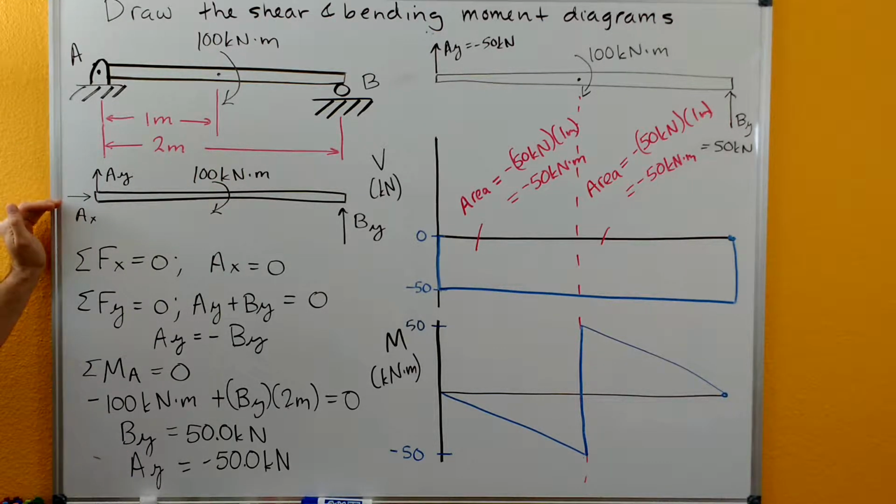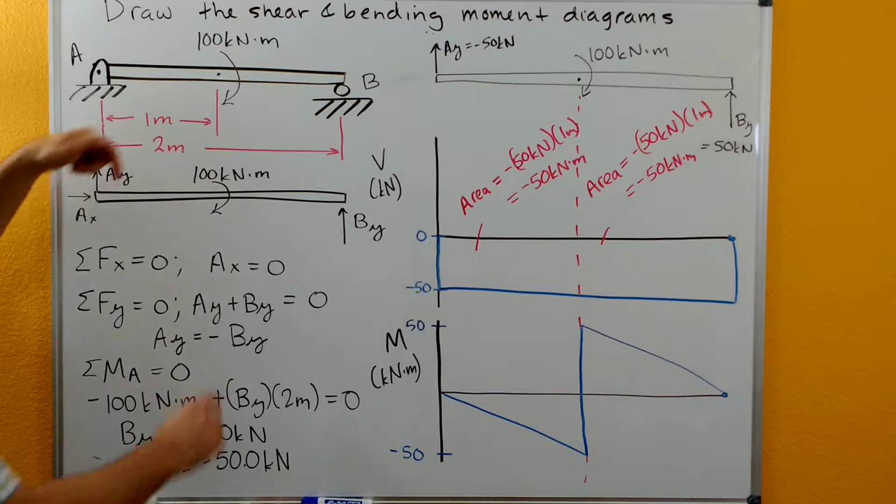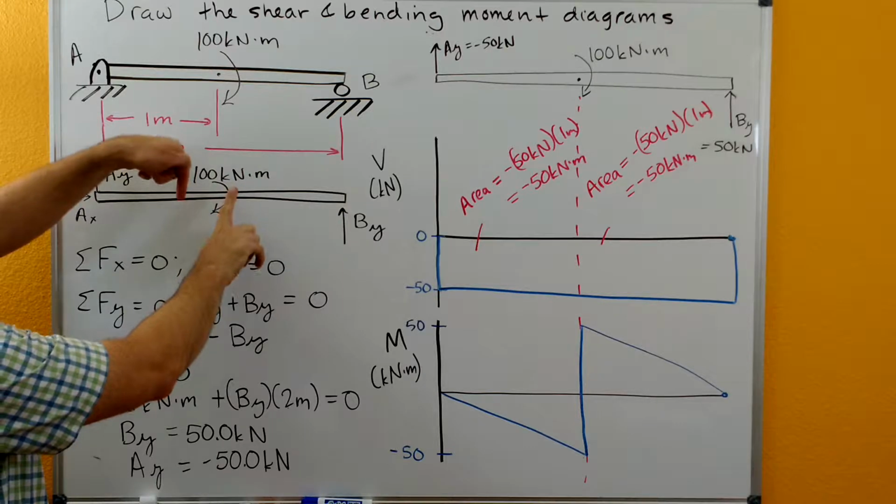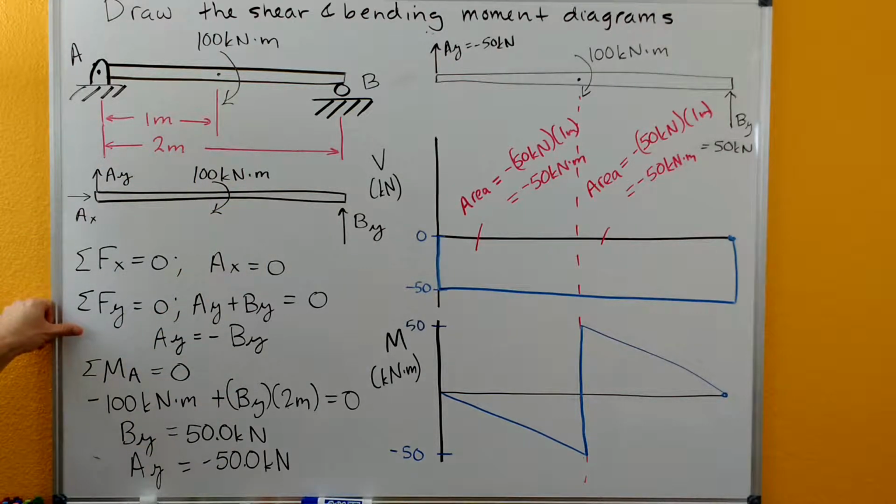We need to solve for those reactions first. So sum of forces in the x equals 0 gives us that AX is equal to 0. Sum of forces in the y equals 0 gives us just AY and BY in this equation. The moment doesn't show up in the equation because remember, with the couple moment, it's going to be two forces that are equal and opposite. So those two forces add together and give you no net force. So we solve and wind up with the result that AY is equal to negative BY.